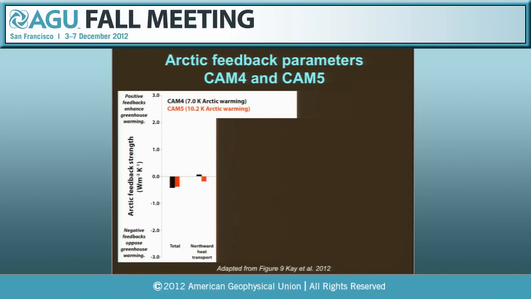We looked at northward heat transport. This was sort of a local feedback analysis, and what we saw was that while there were changes in the northward heat transport, they tended to be small, and they didn't tend to explain the differences between these two models. There's actually a decline in the amount of northward heat transport in CAM 5.